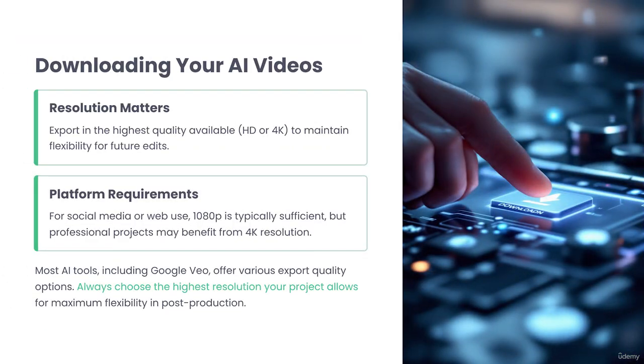In this lesson, we'll cover some of the most essential post-creation steps in your AI video workflow: downloading, trimming, and looping your clips. Once you've generated a video or animation with Google Veo, the first thing you'll want to do is download it in the highest quality available. Most AI tools, including Veo, offer options to export in HD or even 4K depending on your settings.